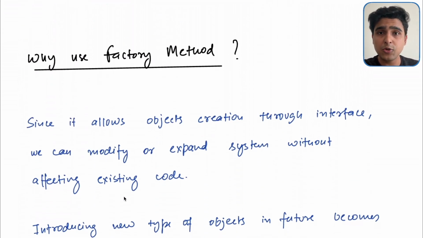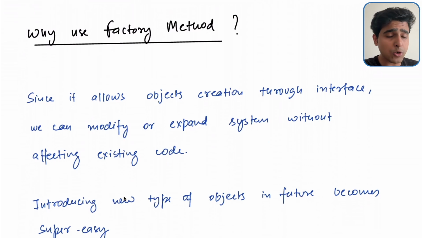Now why use the factory method? Since it allows object creation through an interface, we can modify or expand the system without affecting your existing code. So you all are aware, right? Whenever we use an interface, you can always create concrete classes and add them as you need them. So introducing a new type of object in future becomes super easy, right? Again, there might be some confusion here about what it means to modify or expand the system. We will take an example and cover everything.